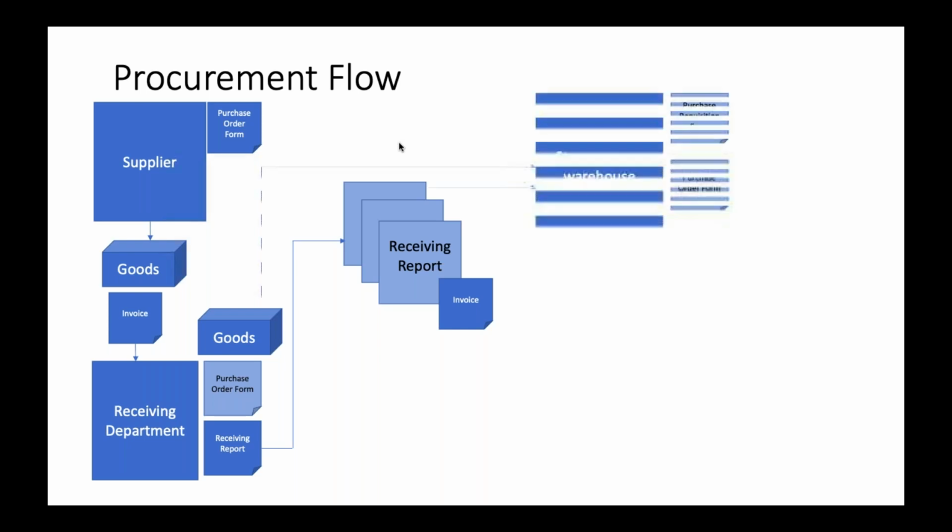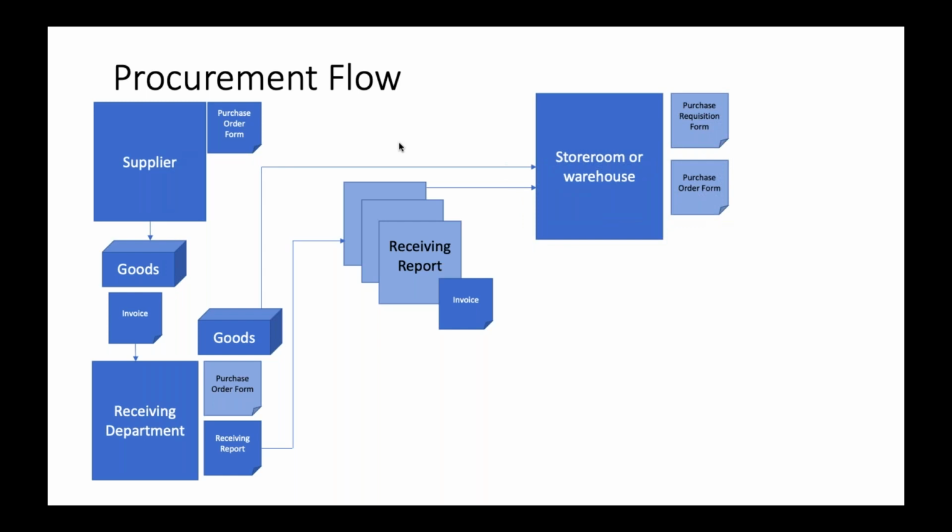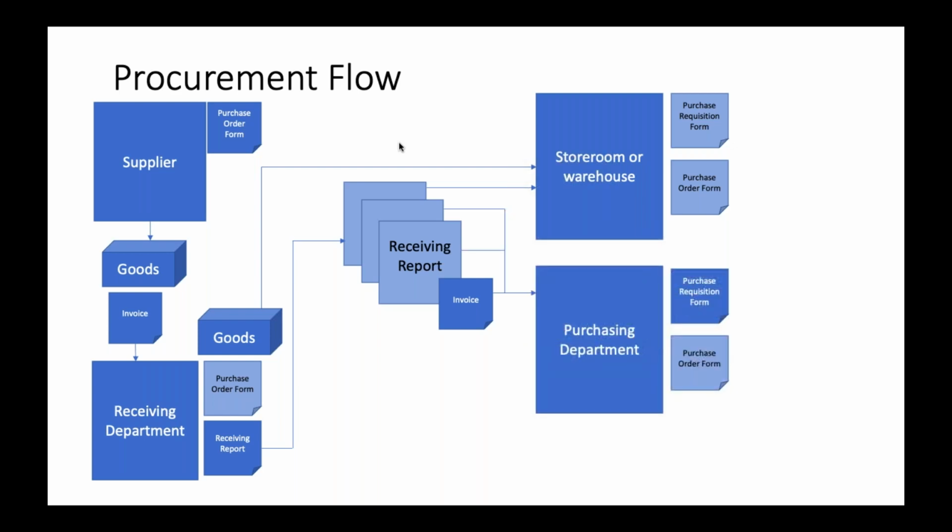Again, the receiving report is in quadruple copies. The original one will be retained by the receiving department, while the other copies will be distributed to different departments. One of the duplicate copies will be forwarded to the storeroom together with the goods already received. Now the two remaining copies together with the invoice of the supplier will be forwarded to the purchasing department.